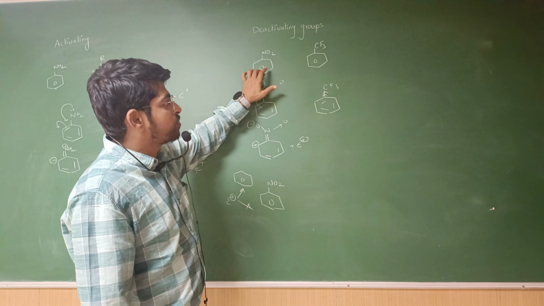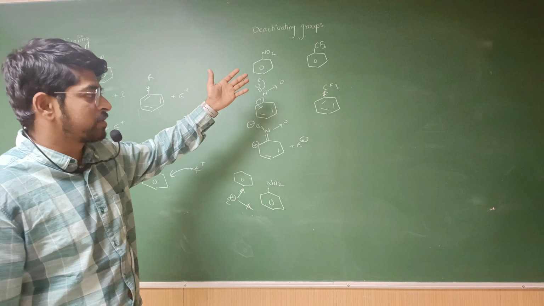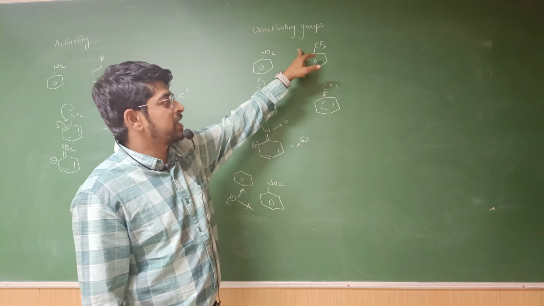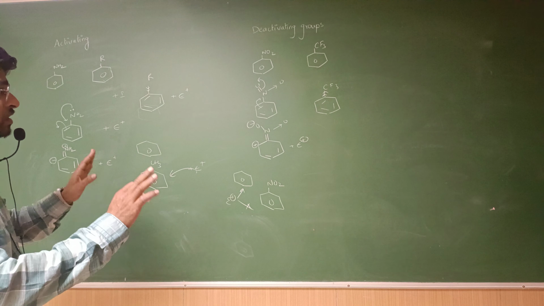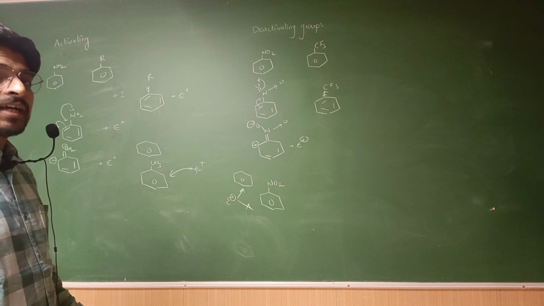This is deactivating through mesomeric effect, that is minus M effect. Here suppose if I take CF3, it is also deactivating, but fluorine being electronegative, it helps in pulling the electrons out, but this is through inductive effect or minus I effect. So these are also deactivating but by inductive. This is activating by inductive. This is activating by mesomeric. This is deactivating by minus M, negative mesomeric effect. So this is about activating and deactivating groups.